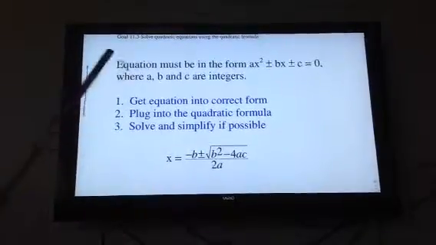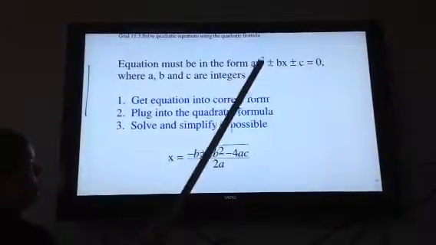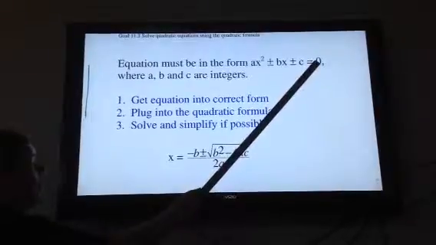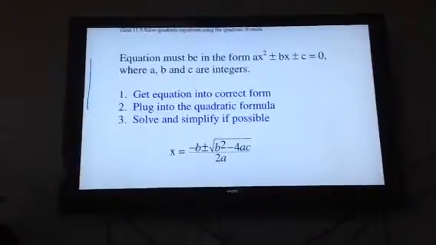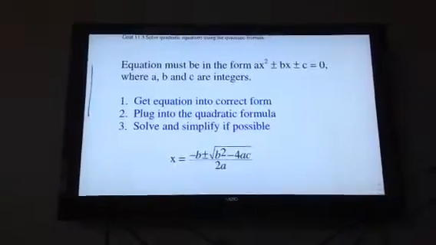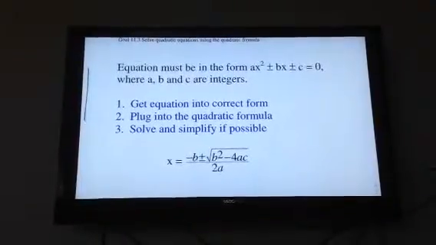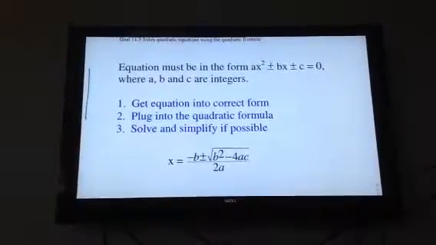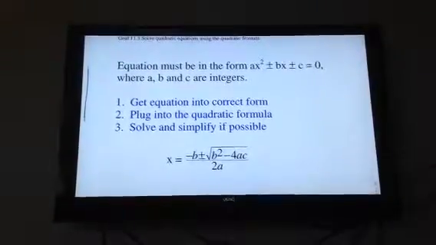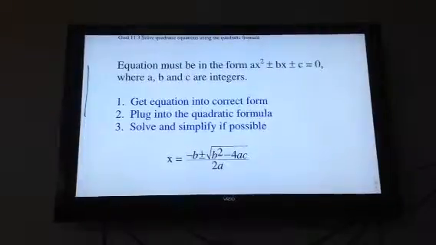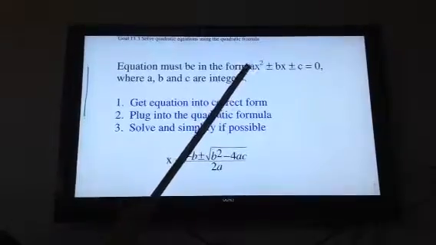First of all, the equation has to be in this form: ax squared plus or minus bx plus c equals 0, where a, b, and c are integers. Please do not try to use the quadratic formula with a, b, or c as fractions. Could you do it? It's possible, but it's complicated, so don't do it. Make sure your a, b, and c are integers. So it doesn't have to be a 1 here, like it did when we completed the square.